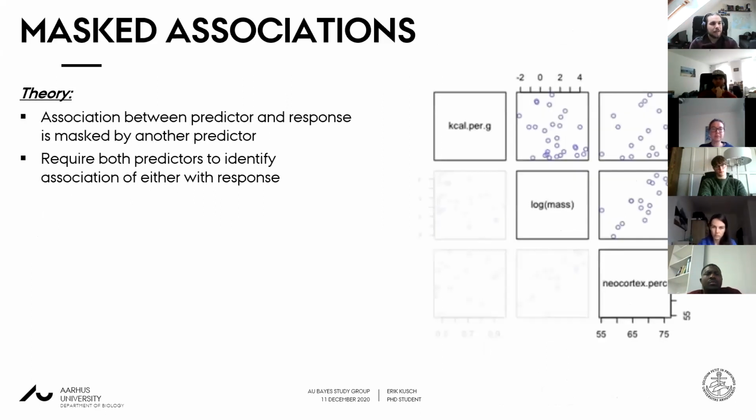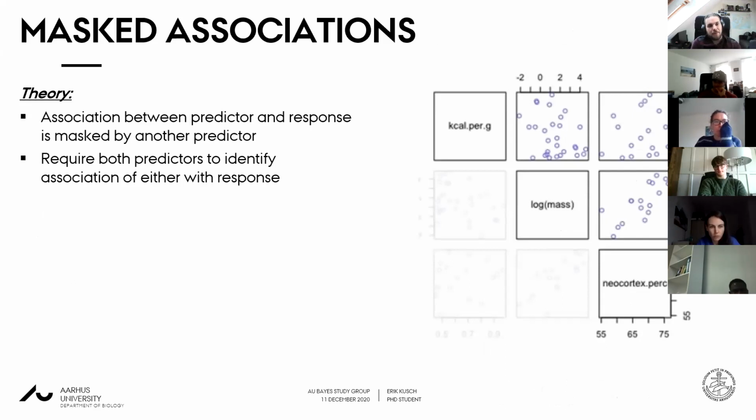Now, lastly, the book and lecture touched on masked associations, and don't worry, this is the last slide, then I'm going to stop rambling and we can talk about exercises. The theory behind masked associations is that an association between a predictor and the response is masked by another predictor or another set of predictors. I'm only ever talking about this in the smallest cases possible because I don't want to redo all of the phrasing every time.